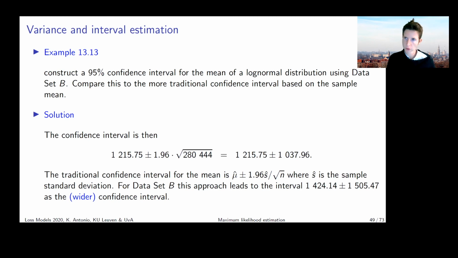So the first confidence interval is really relying on the fact that we assume a log normal distribution and that we can do all these calculations with the delta method to estimate the mean of the log normal distribution and quantify its uncertainty. And then the confidence interval here at the bottom is just directly working on the empirics, with the sample mean and the sample standard deviation.